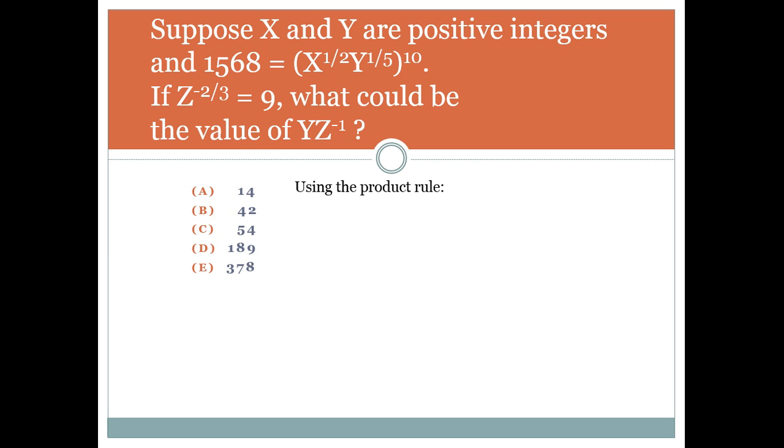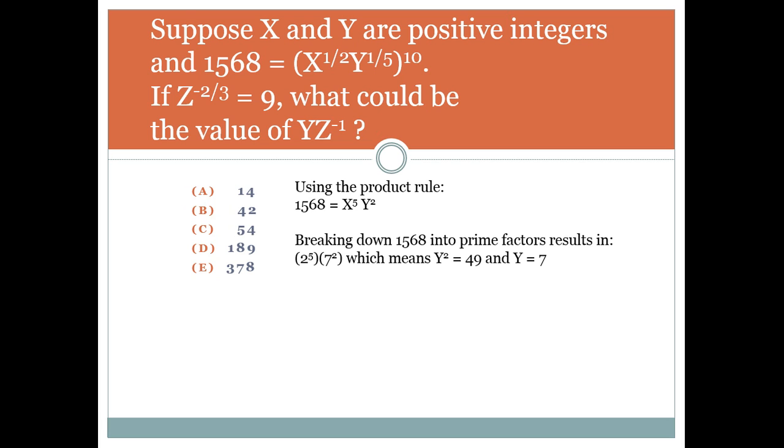From the original example of 1568 equals that quantity to the 10th, we want to use the product rule, so that x to the 1/2 times 10 would be x to the 5th, and y to the 1/5 times 10 would be y squared. If we break down 1568 into prime factors, use the x to the 5th and the y squared as suggestions. We need something to the 5th times something squared that would then result in a product of 1568.